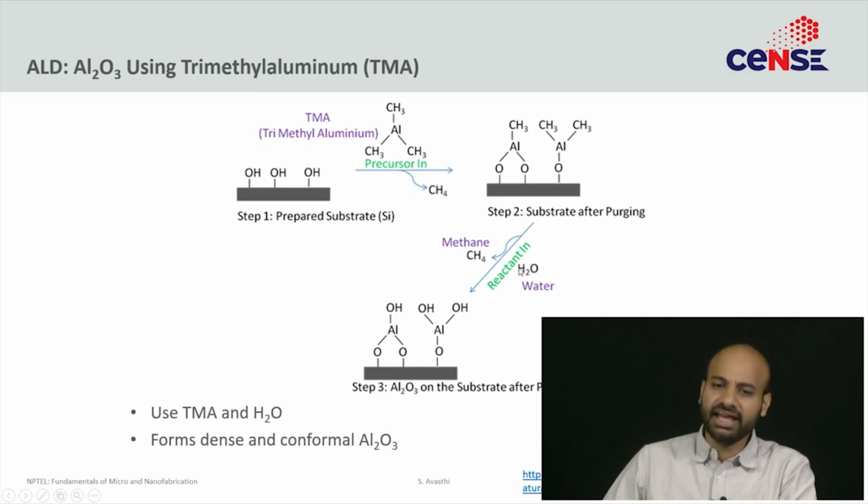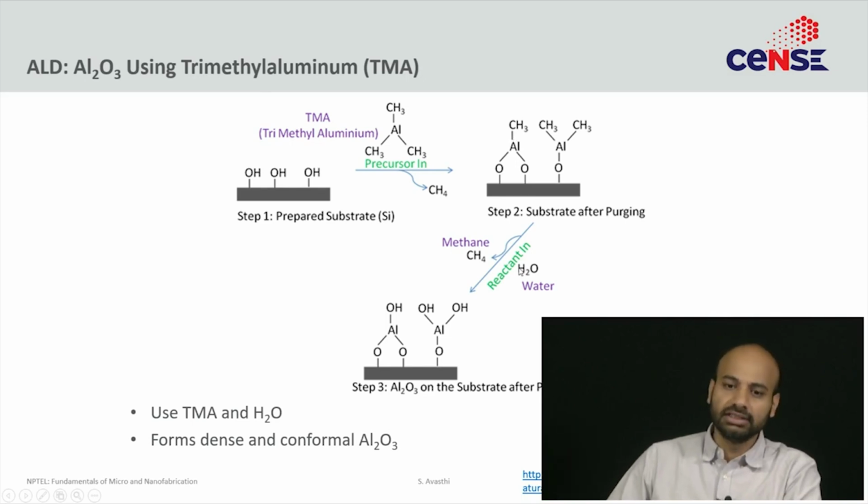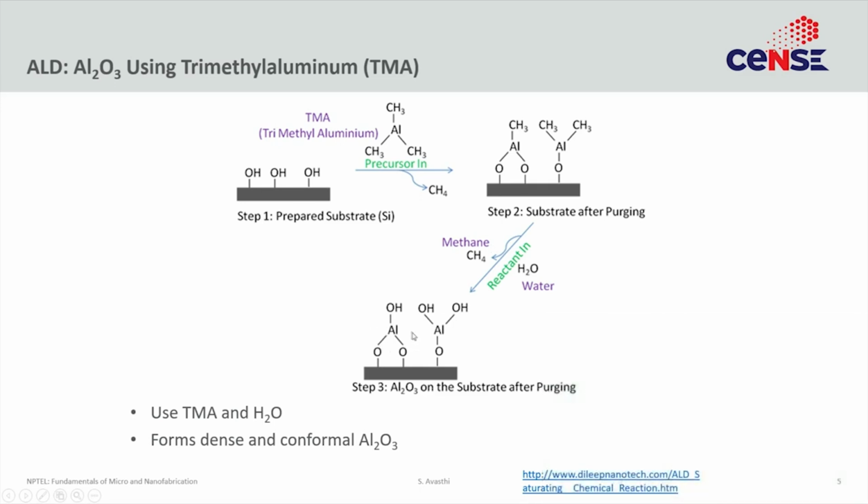Then you send your second reactant, which in this case tends to be water, and you can see the exact reaction, but basically the H will go to the CH3 group, the OH will go to the aluminum group. So, you will give out methane. Methane is volatile at room temperature, so it will just float away, and you end up with a structure that basically looks like an aluminum OH bond, right.